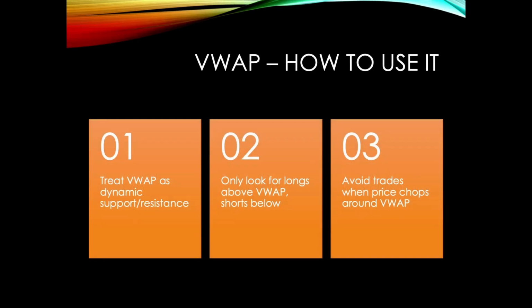So how do you use it? Treat it as dynamic support and resistance. It's like a magnet. The way I was taught was always think of VWAP as a magnet. Price wants to get back to it. That's where the volume was buying at that particular price.